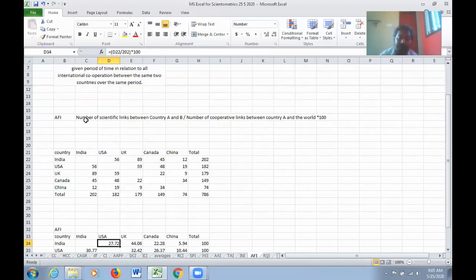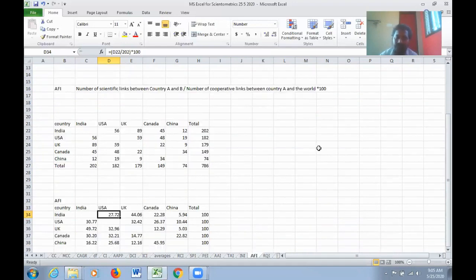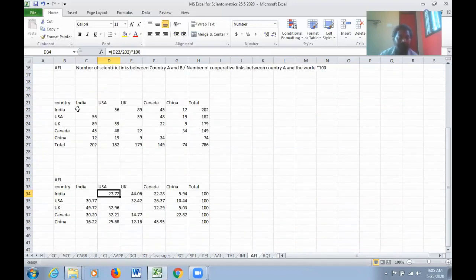The formula says number of scientific links between country A and B divided by number of cooperative links between country A and the world, into 100. Let us see an example. I have given here India has got 202 publications, of which 56 with the USA, 89 with UK, 45 with Canada, 12 with China. Here I have taken only India's internationally collaborated papers. Other papers are not taken into consideration. And here you can see the affinity index.